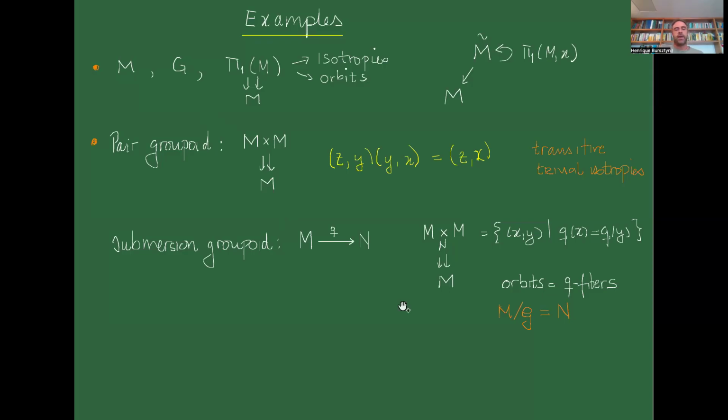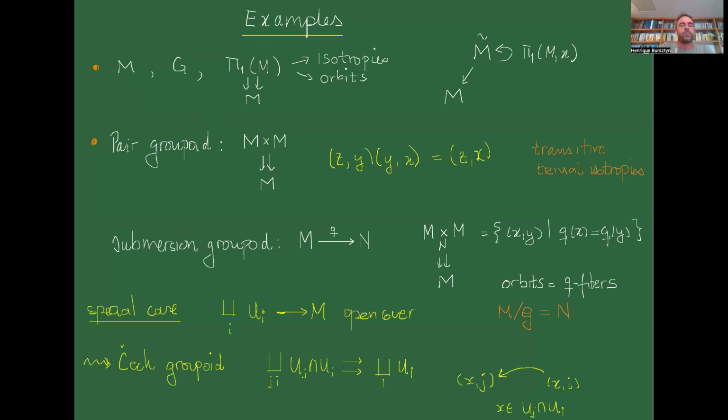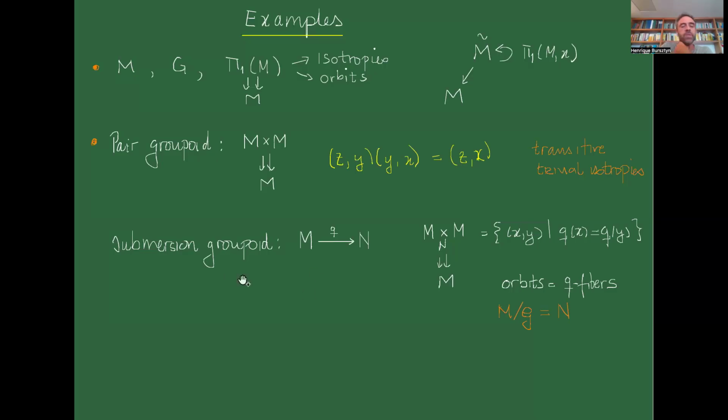A variation of that, a generalization somehow, is if you have a submersion from M to N. You could now only take pairs that project to the same point on N, right? So this is a submanifold of M cross M, and there you do the same kind of composition. And what you get here is that the orbits of this submersion groupoid are exactly the fibers of this map, right? And the orbit space is exactly the base N, the codomain N.